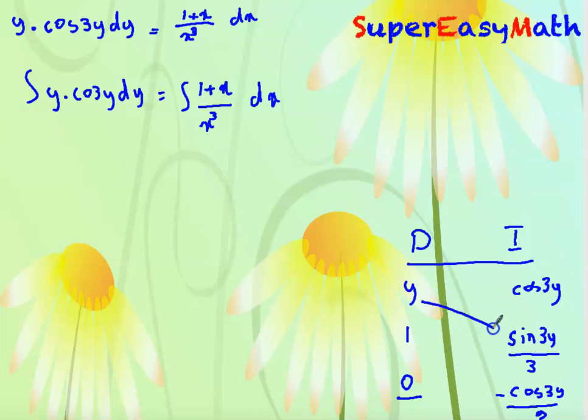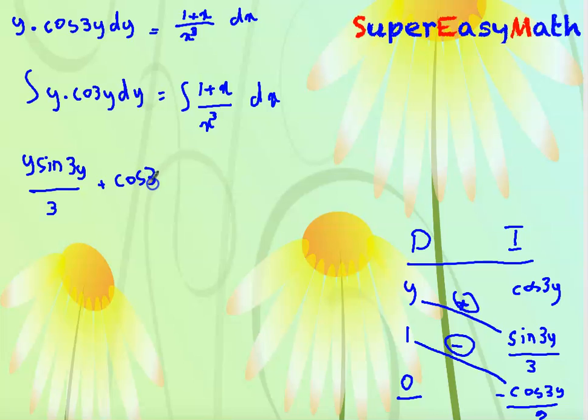Now multiply y times sine 3y over 3 and 1 times 1. The first one should be multiplied by a positive sign and the second one by a negative. So y times sine 3y over 3 equal to y sine 3y over 3 minus and minus, so plus 1 times cosine 3y, so cosine 3y over 9 equal integral for 1 plus x over x cubed.